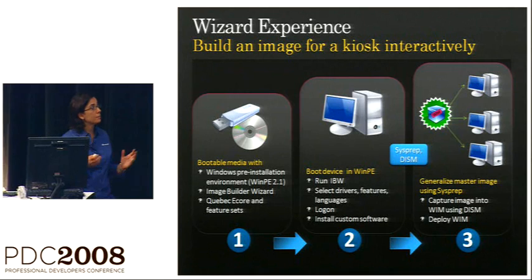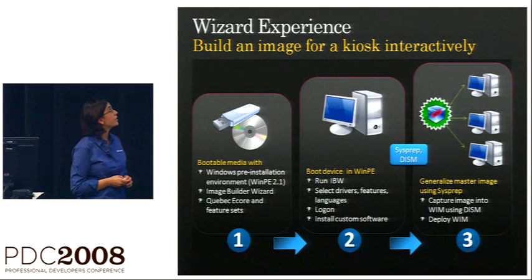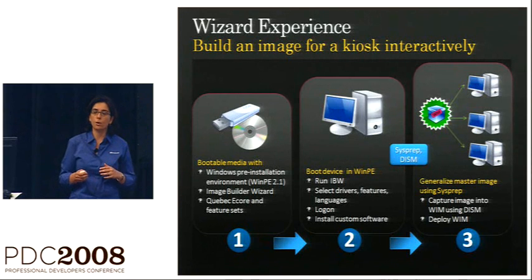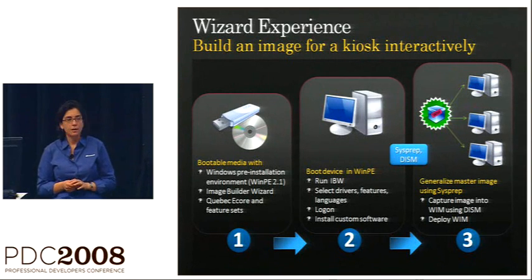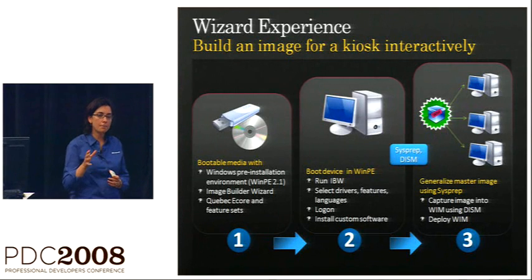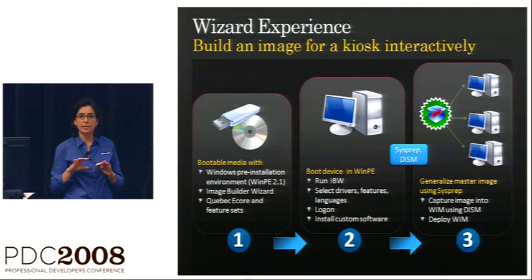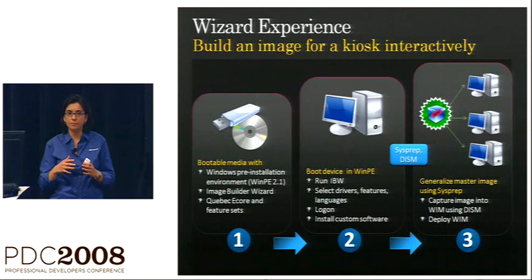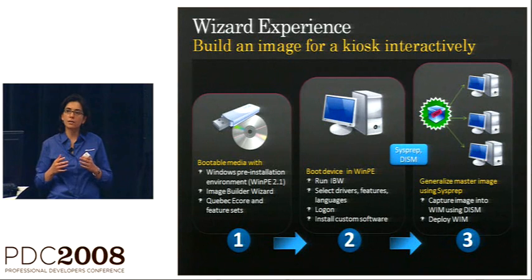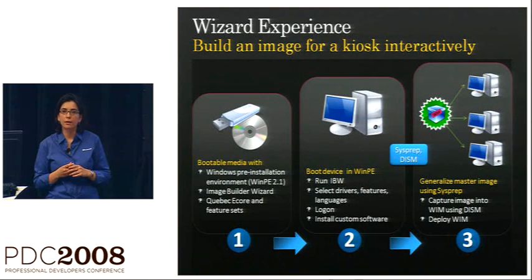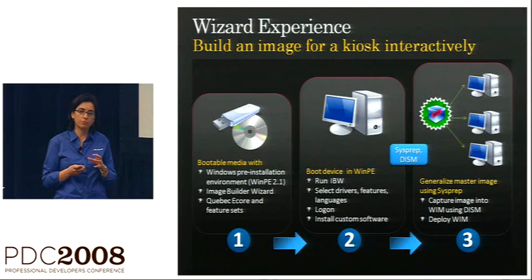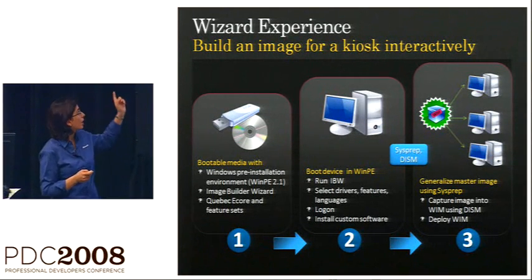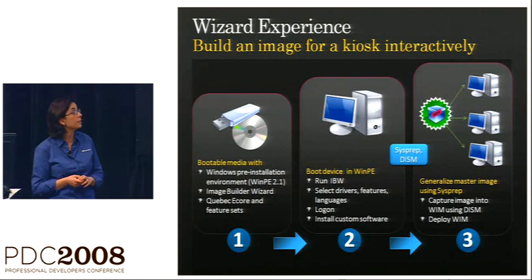these tools. So how do you build your image using Quebec Toolkit? First thing is you create a bootable media. So you stick WinPE in it, or you can use our product DVD. Once you do that, you copy Image Builder Wizard and basically our eCore and feature sets onto that media. Now, we have a new concept in Quebec called distribution share. It architecturally replaces the database that we were using for XP Embedded. So basically, you copy your distribution share into this bootable media.